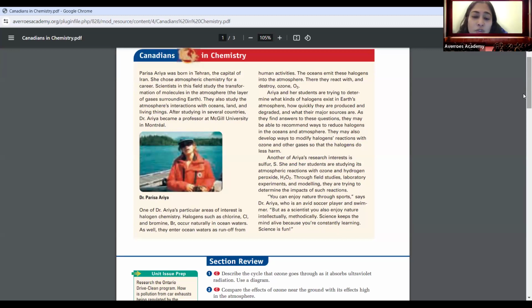And she's also studying sulfur, the element on the periodic table, and its reactions with ozone and hydrogen peroxide. So they're doing that through field studies, like outside in the environment. And they're trying to determine the impacts of such reactions.